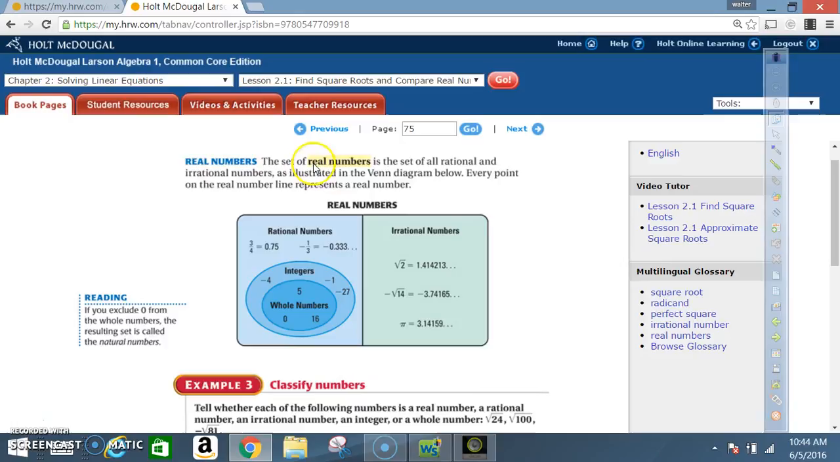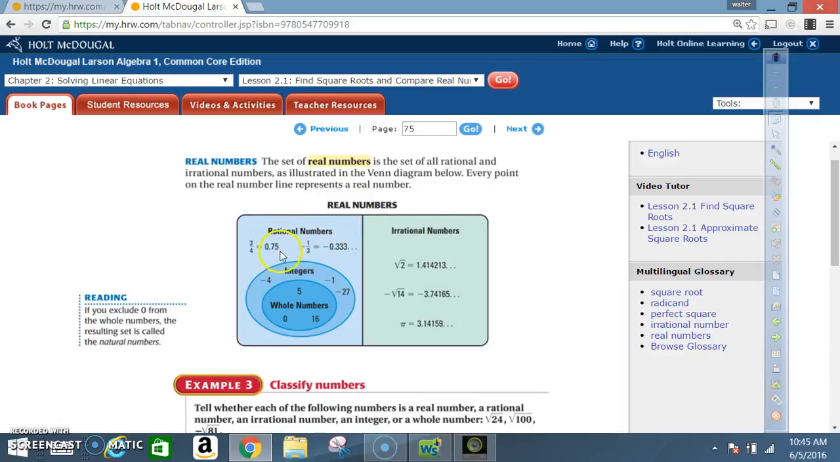Real numbers. The set of real numbers is a set of all rational and irrational numbers, as illustrated in the Venn diagram below. Every point on the real number line represents a real number. So, your system is real numbers. Real numbers are composed of rational numbers and irrational numbers.